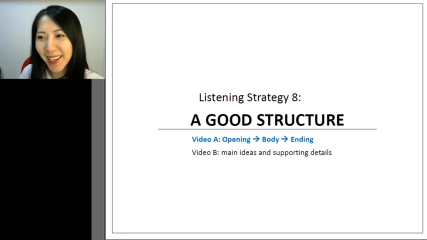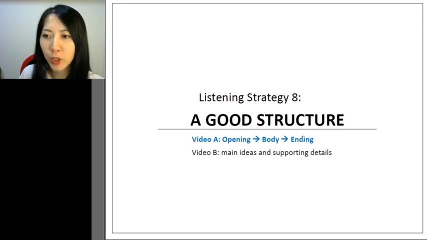And the topic today is a good structure. So for this topic, we're actually going to divide the video into two parts. The first part is video A, which is today's. We're going to talk about opening, body, and ending. The next video, which is video B, is going to focus on main ideas and supporting details.